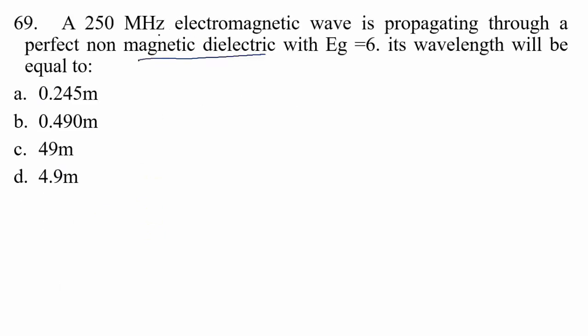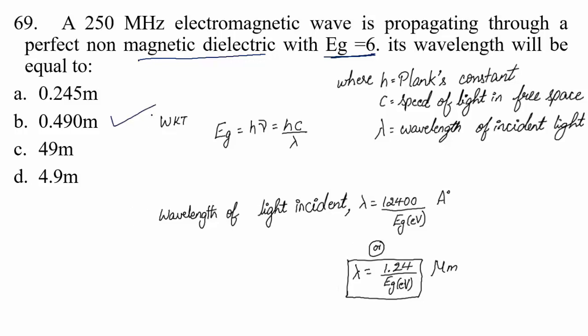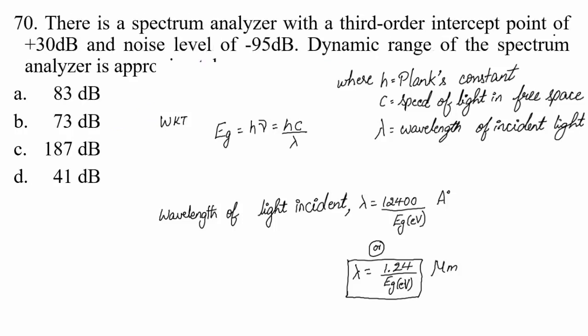69th question, a 250 megahertz electromagnetic wave is propagated through a perfect non-magnetic dielectric with band gap which is equal to 6. Its wavelength will be equal to, so the wavelength corresponds to 0.49 meter. So the corresponding option that is going to follow is option B is correct.